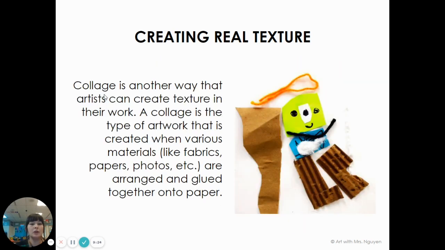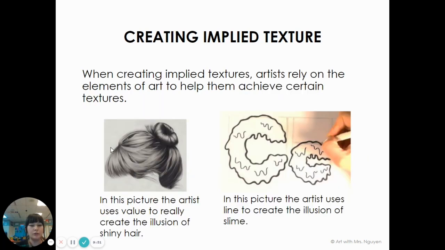You can also use collage to make real texture. You can use things like cardboard, cotton balls, yarn, and if you glue these objects onto your artwork, it would have real texture. To make visual texture, you would draw or paint the way you think it would feel.